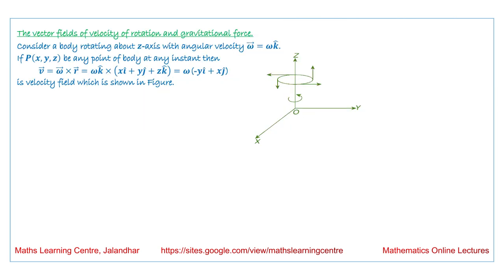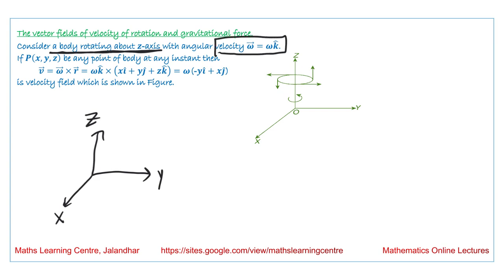We will see this definition in detail in our next slides, what is an equipotential surface in this case. Next is the vector fields of velocity of rotation and gravitational force. Suppose we have the x-axis, y-axis and z-axis, and a body is rotating about the z-axis with an angular velocity omega vector equal to omega times k vector.